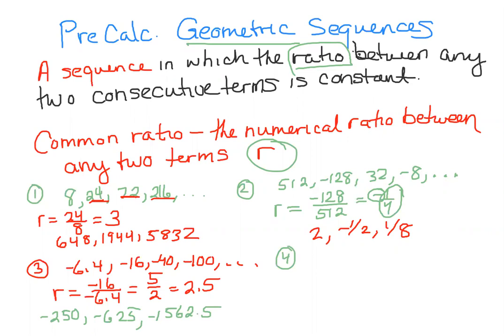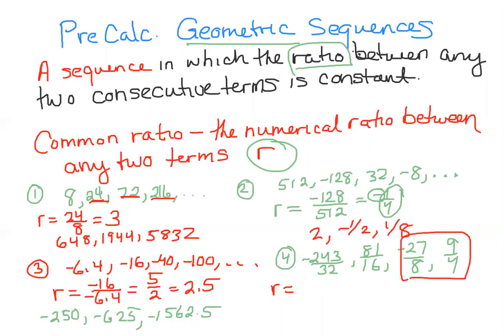And then the last one here, number 4. Ooh, nice fractions. Negative 243 over 32, 81 over 16, negative 27 over 8, 9/4. Okay, it's going back and forth between positive and negative, so you know R is negative. I'm actually going to take some of the numbers down here instead of the first ones because they're smaller numbers, so they're easier to deal with. It doesn't matter which two you take. They just have to be next to each other.